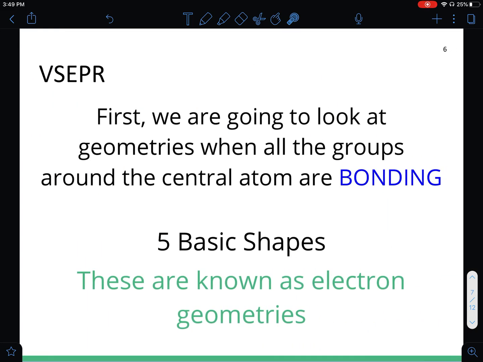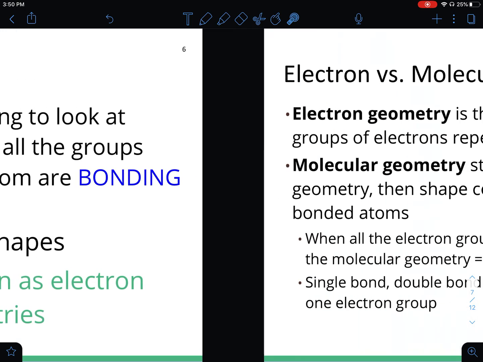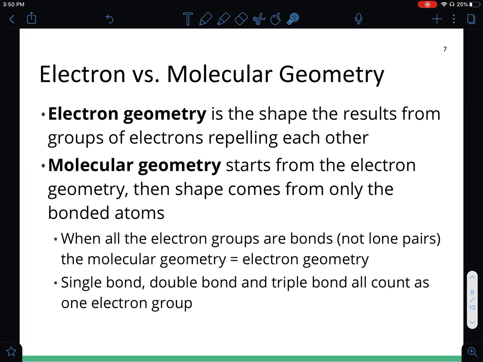So first we're going to look at geometries when all of the groups surrounding the central atom are bonding. Okay, and this creates 5 basic shapes, and we will call these electron geometries. We also have molecular geometries, which will be when we have atoms that have lone pairs surrounding them.